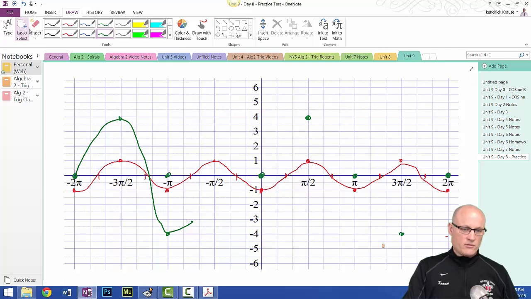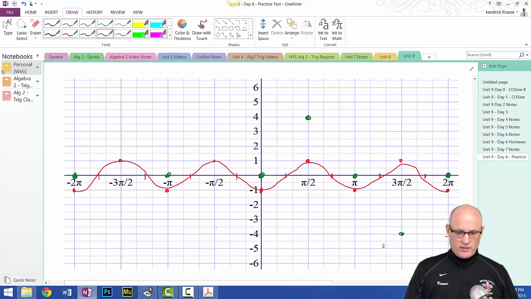Oops, that looks like crap. What did I do? All right, let's try this again. In between these two should be a minimum. In between these two should be a maximum. So let's try that again. Oh, much better. There we go. Hit that point. I don't know what I was thinking.